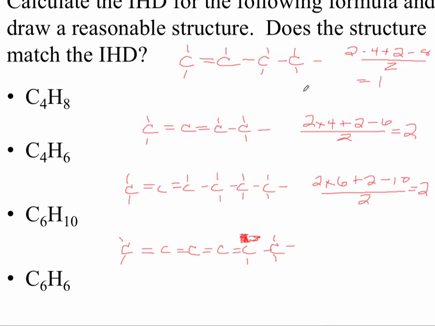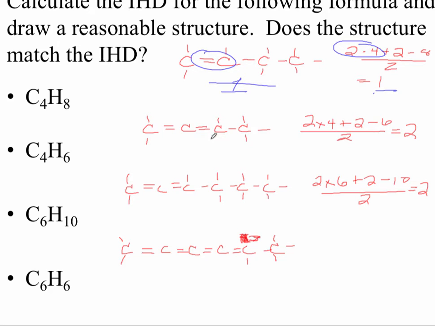Here is C4H8. All right, if you look at this structure, I have 1 double bond. This should have an index of hydrogen deficiency of 1. Okay, if you look at the formula, it is 2 times the number of carbons plus 2 minus the number of hydrogens all over 2. This is 8 plus 2 is 10 minus 8 gives me 2. 2 divided by 2 gives me 1.